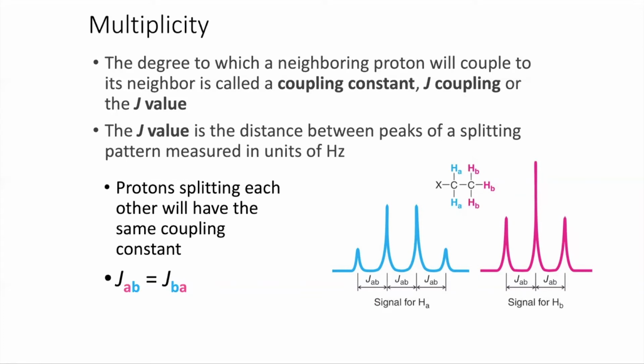So the distance between these four peaks, here, here, and here, and the distance between these three peaks, here and here, is the same. So they have the same J value, which means that they are coupled to each other, or it means that they are on carbons next to each other. And so when you have the J value that's equal to each other, then that means that they have the same coupling constant, and that means that they are coupled to each other.